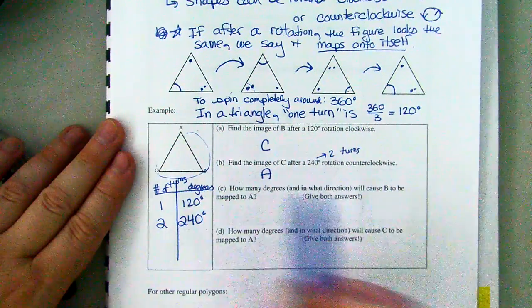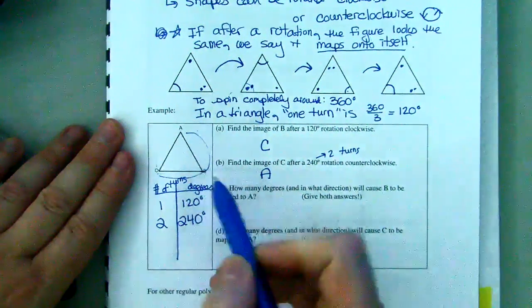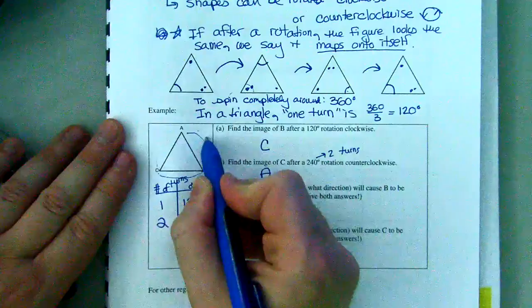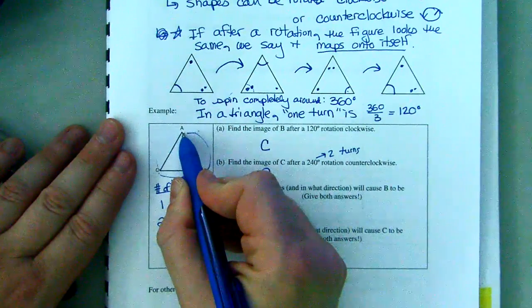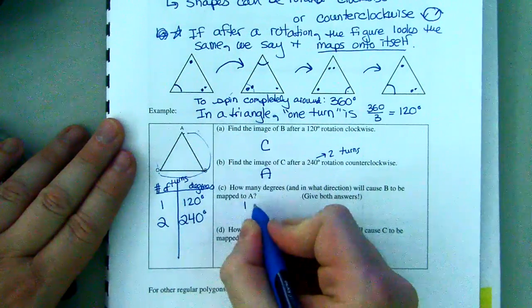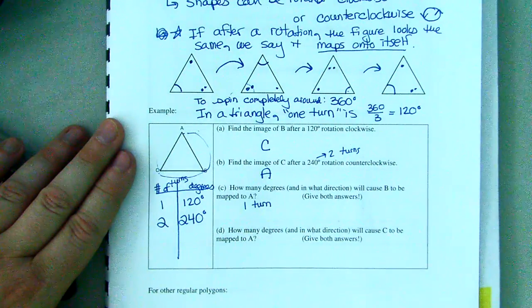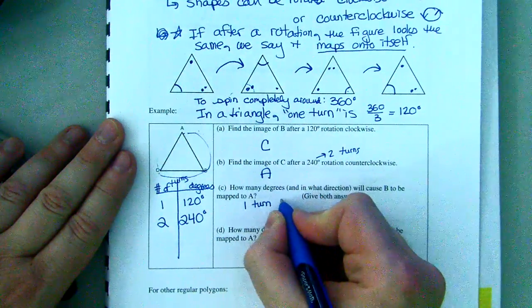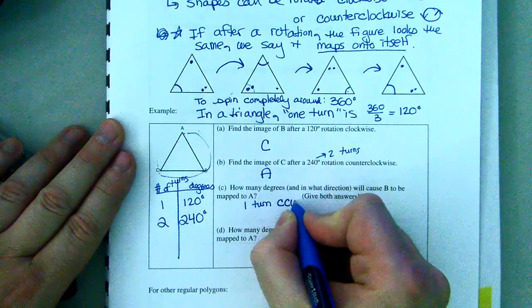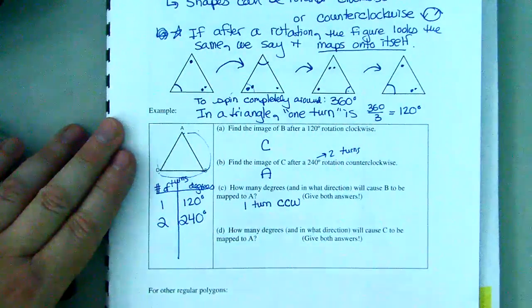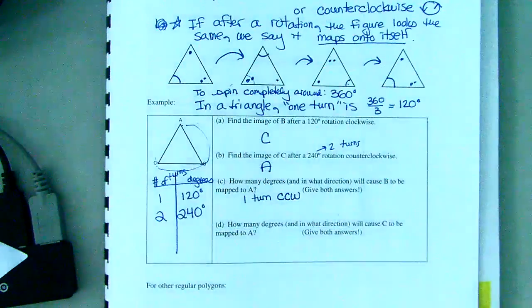I want B to end up where A is. I think I could do 1 turn counterclockwise. Let me write that down. I could do 1 turn, and you know what? I want to be lazy. I don't want to write out counterclockwise. I'm going to abbreviate it as CCW. That means counterclockwise. I'm not totally done, though.